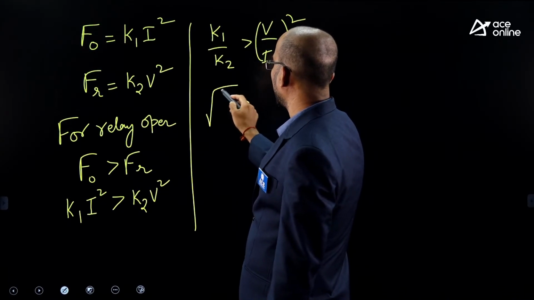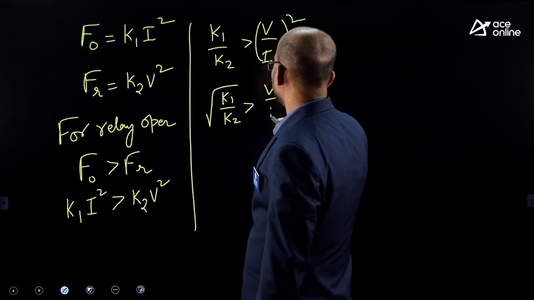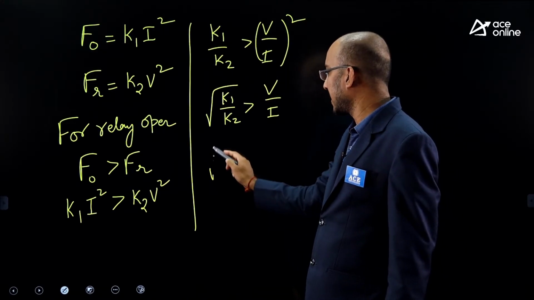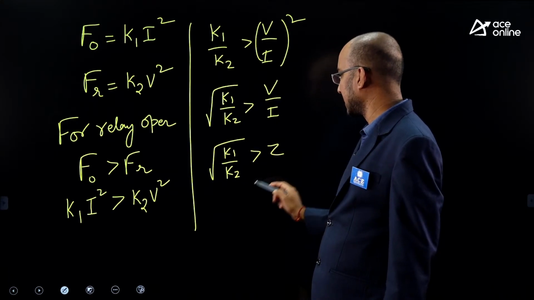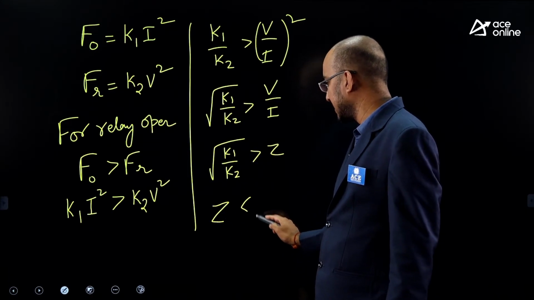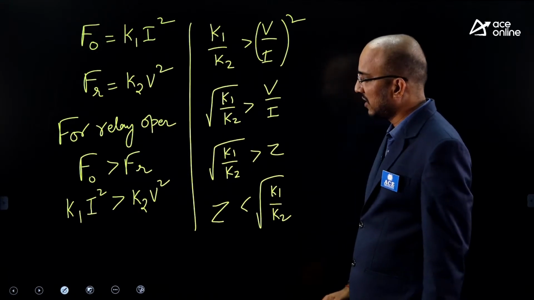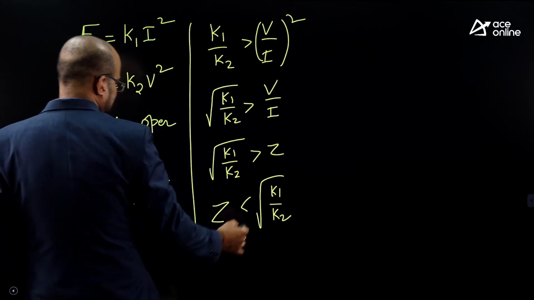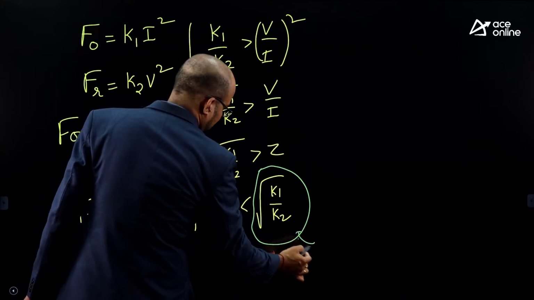So under root of K1 by K2 should be greater than V by I. V by I is nothing but impedance. So we can write under root of K1 by K2 is greater than Z, or when Z is less than under root of K1 by K2, the relay will operate.